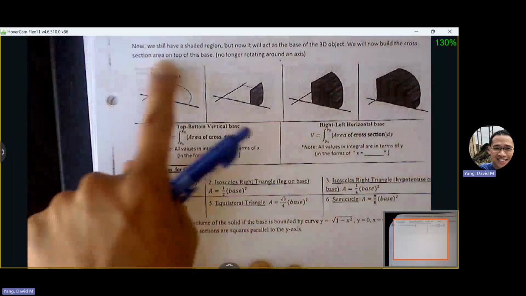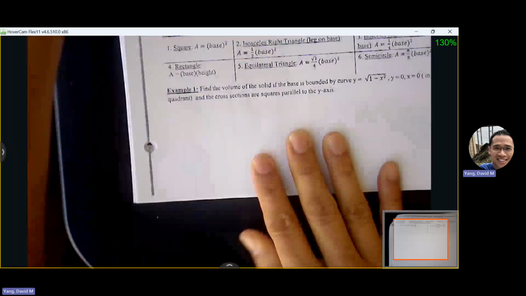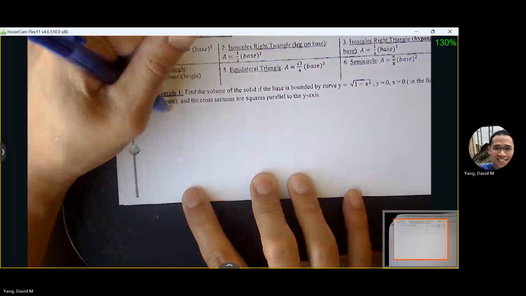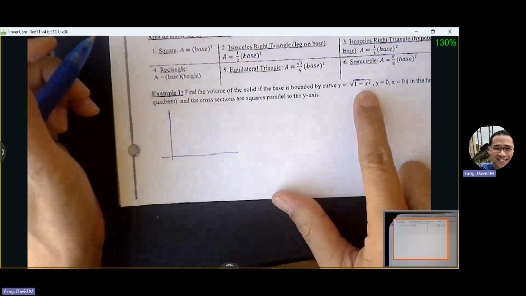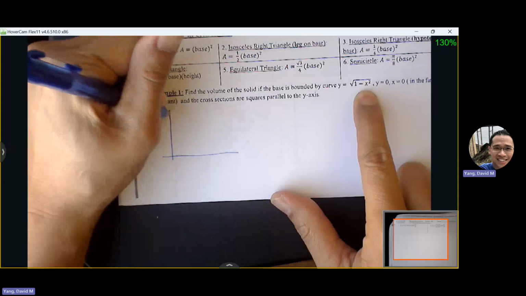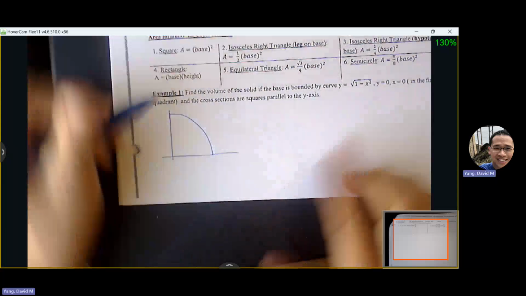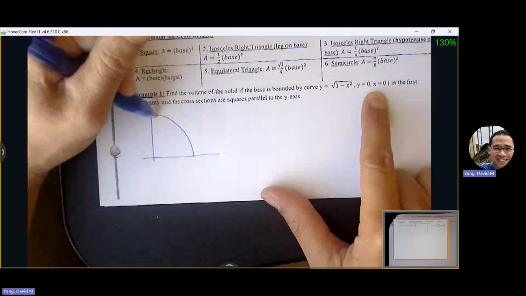Okay, so we're basically doing this problem here, but I'm going to draw this not from a 3-dimensional perspective, but from our normal 2-dimensional perspective. So here's square root of 1 minus x squared. It's going to look like a quarter circle here. And it's bounded by y equals 0 and x equals 0. So it's going to be bounded in the first quadrant.